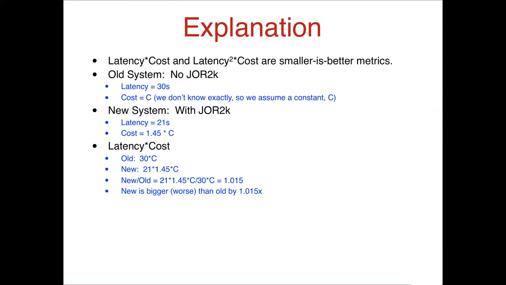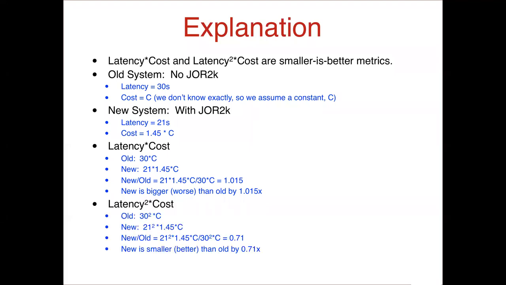So if we look at latency times cost, we're effectively going to do a speedup, if you will. It's not really dealing with latencies, but you do the same concept to be able to compare these two numbers. The old one is 30, which is latency, times C, which is cost. The new one is 21 times 1.45 C. If you divide the new by the old, it turns out to be 1.015. And so that means that the new one is bigger. The numerator is larger, so it's worse according to this metric than the old one by 1.015x.